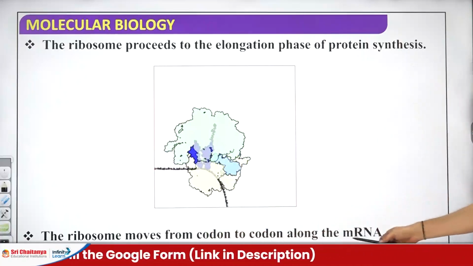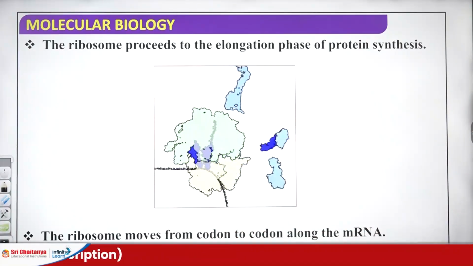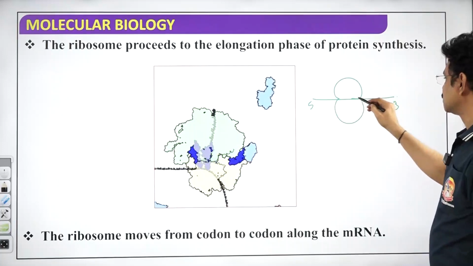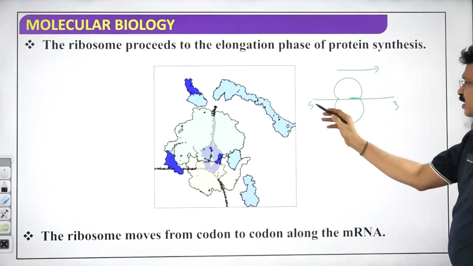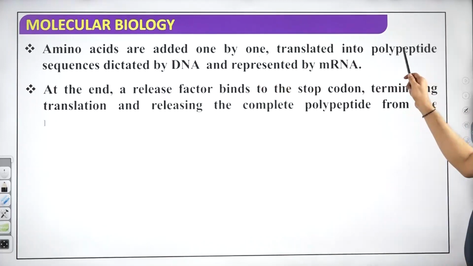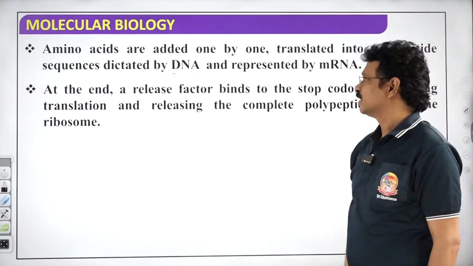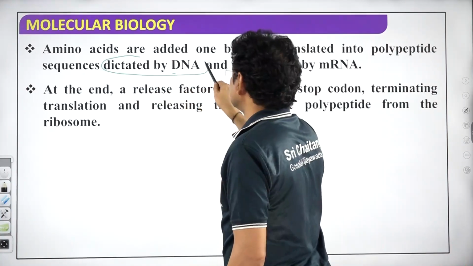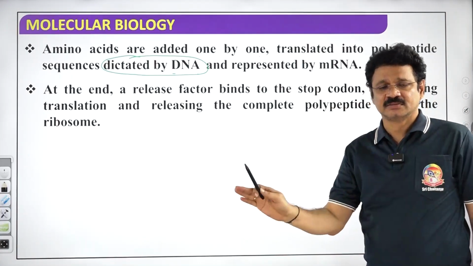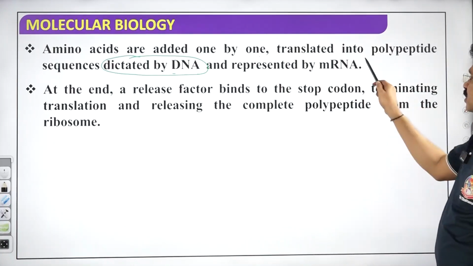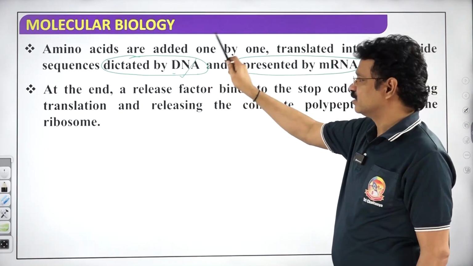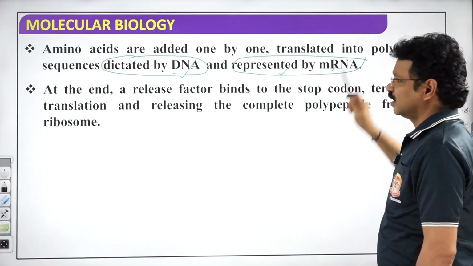Ribosomes move from codon to codon along the mRNA in the 5' to 3' direction. It is one more important concept. Amino acids are added one by one, translated into a polypeptide chain sequence dictated by DNA. So in this translation program or protein synthesis, the dictator is DNA and the representator is mRNA. These two are very essential for solving several types of questions here. Protein synthesis is dictated by DNA and represented by the mRNA molecule.